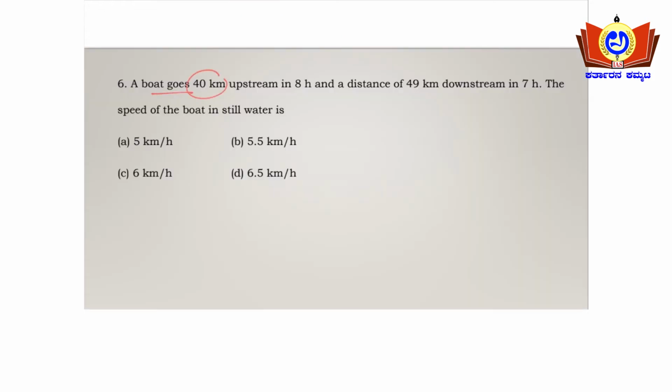A boat goes 40 km upstream in 8 hours and a distance of 49 km downstream in 7 hours. The speed of the boat in still water is... I'll be solving this question on the next page. It's a very simple question. What they have given, speed 1, it is downstream, that is distance is 49 kilometers and time taken is 7 hours. And speed 2 in the upstream, that is D2 will be 40, time taken will be 8 hours.